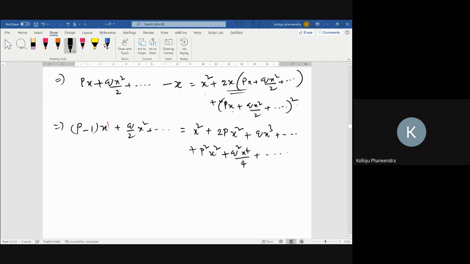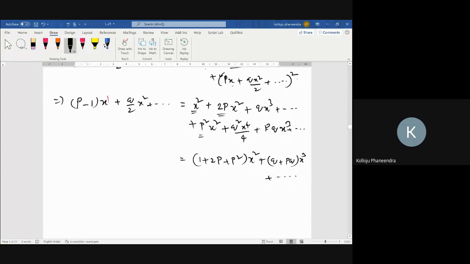X power 1 and x power 2 coefficients are there. On the right side, taking x square common: 1 plus 2p plus p square into x square. Here also there will be the 2ab term, p q x cube, so you will get q plus p cube into x cube and so on. Now, the procedure when neither x-axis nor y-axis is the tangent at origin.